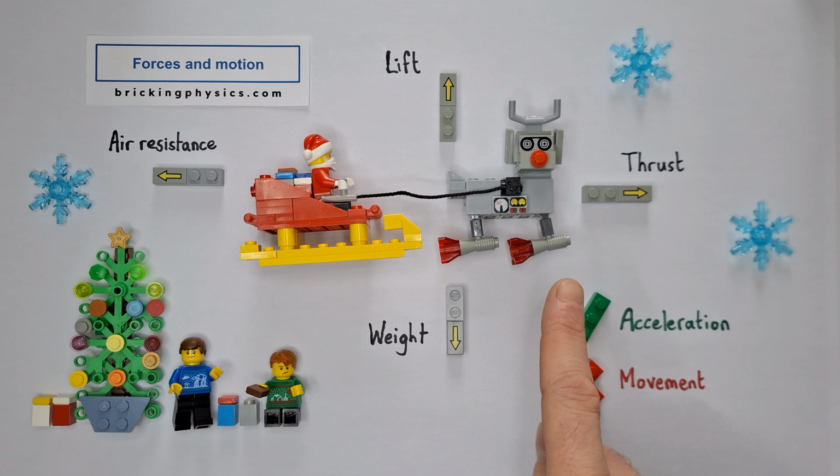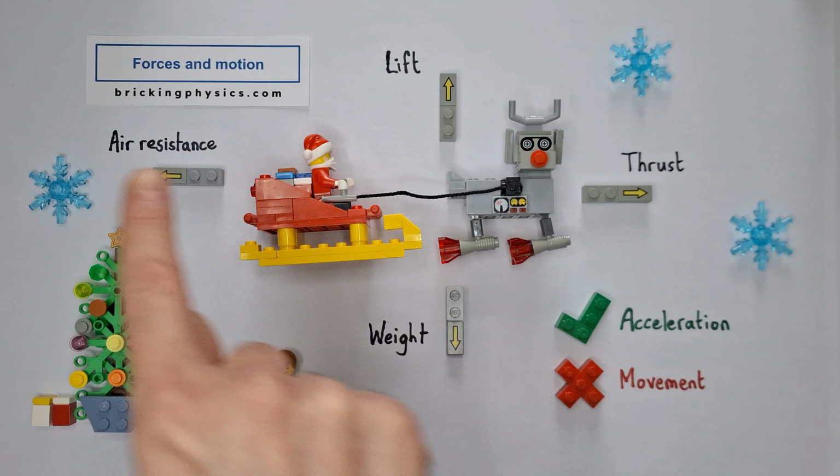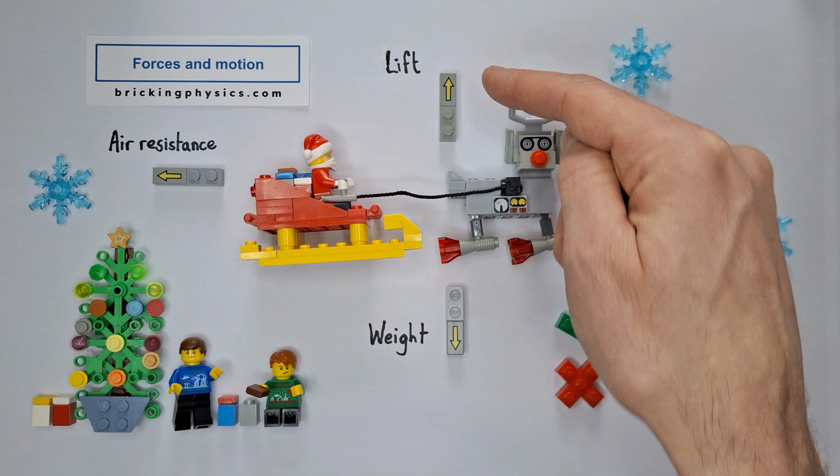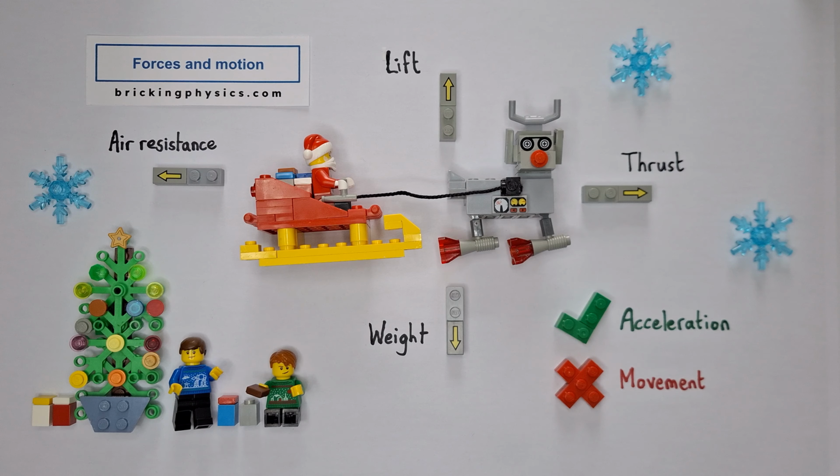Here, all 4 forces are the same size or magnitude, and so Santa's sleigh is in equilibrium. The horizontal forces are balanced, and the vertical forces are balanced, so there is no overall or resultant force. This does not mean that the sleigh is not moving. It means that there is no change to its motion.